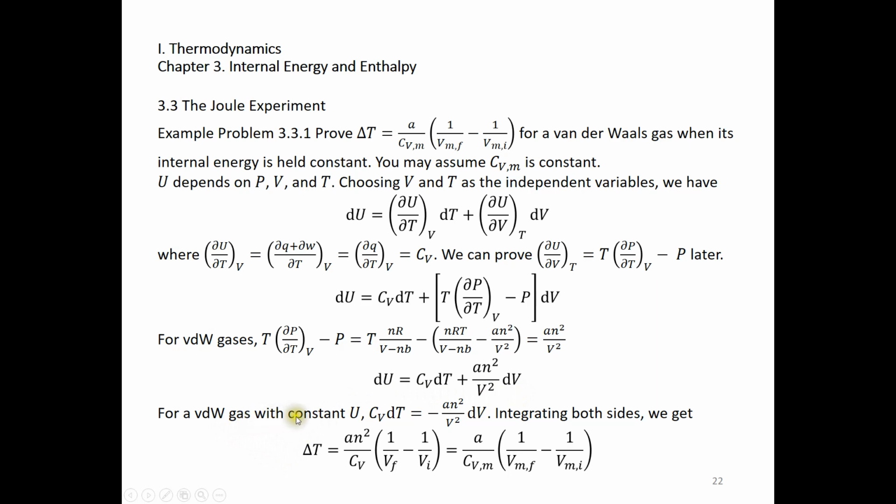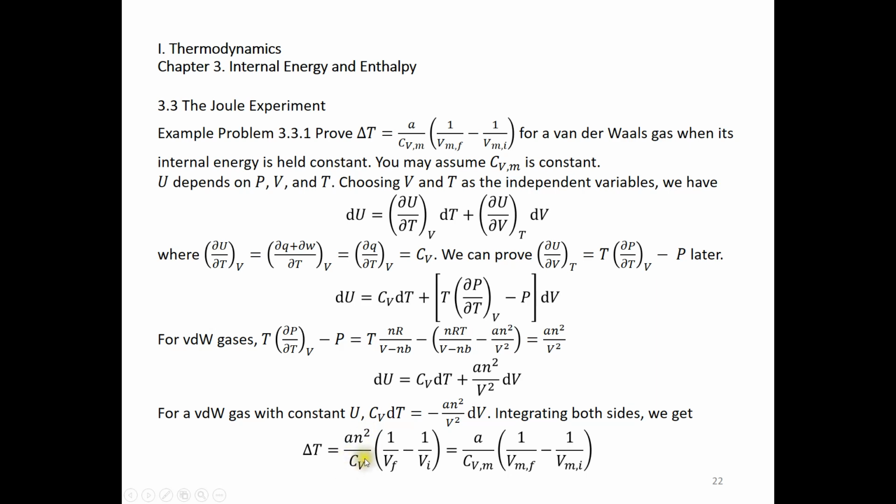For a van der Waals gas with a constant U, dU is 0, so CV dT is negative A N squared over V squared dV. And we can then integrate both sides. We have the expression for delta T. Delta T is simply this. Or we can just divide the top by n squared.